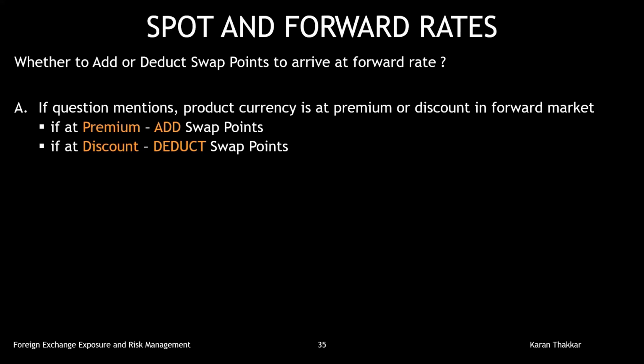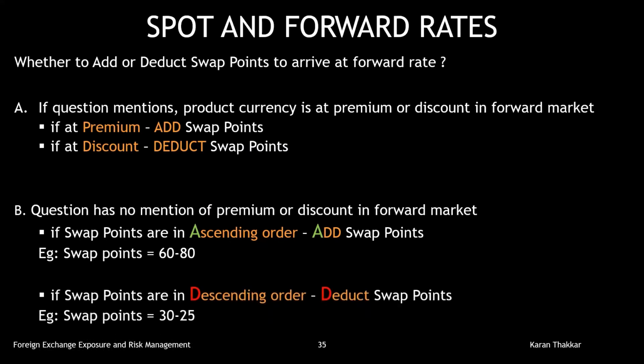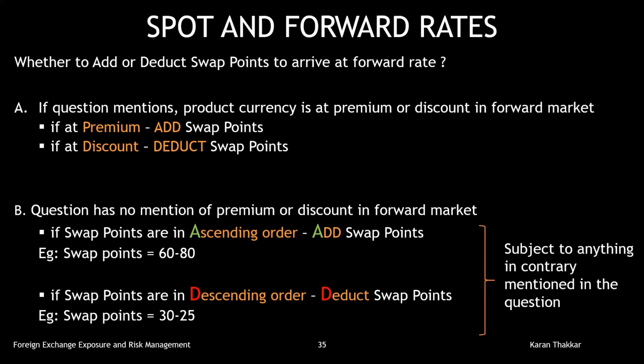But if it is mentioned that the product currency is at discount in forward, it means that we need to deduct the swap points. In other cases, the question will not mention anything about premium or discount. So in that case, you need to observe how the swap points are given, whether they are given in ascending order or in descending order. If the swap points are given in ascending order, we add them. And if they are given in descending order, we deduct the swap points from the spot rate in order to arrive at the forward rate. Of course, this is subject to anything to the contrary mentioned in the question.